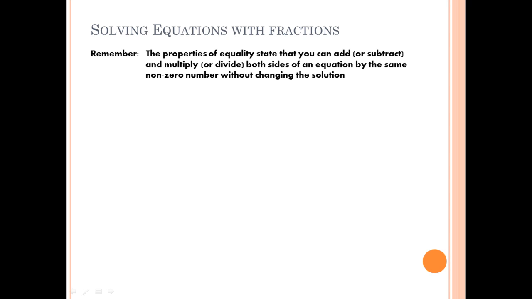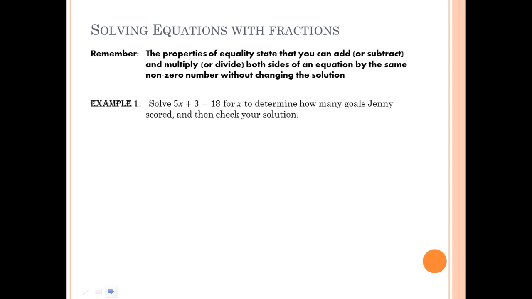Remember that the properties of equality state that you can add or subtract and multiply or divide both sides of an equation by the same non-zero number without changing the solution. Now let's do some examples. So we want to solve 5x plus 3 equals 18 for x to determine how many goals Jenny scored, and then we want to check our solution.